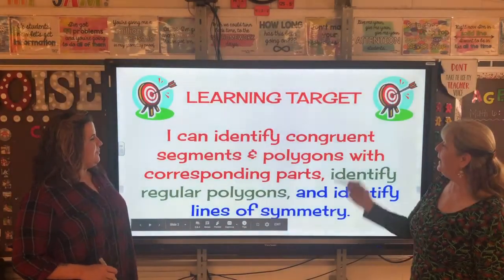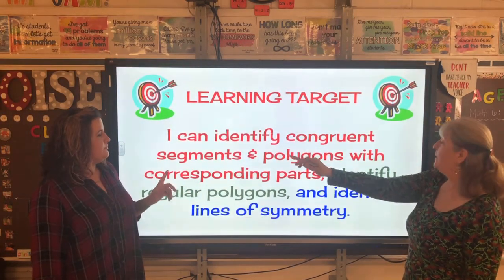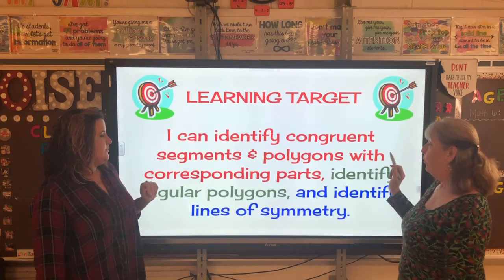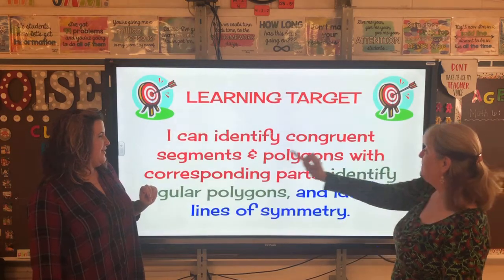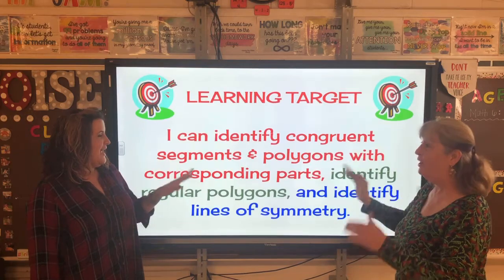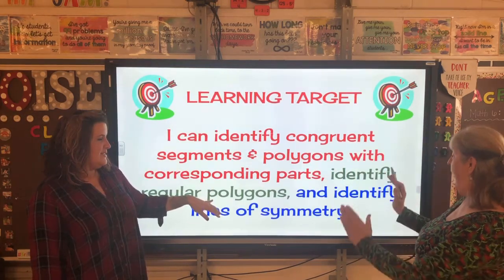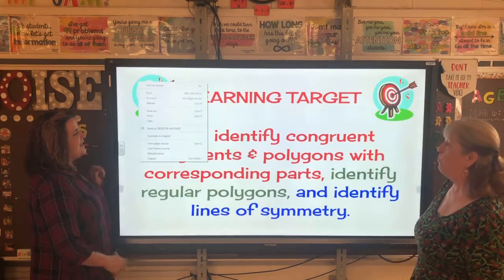All right. I can identify congruent segments. Congruent we know means equal. Oh, sorry, segments and polygons with corresponding parts. Oh my gosh, it was a whole sentence here. I can identify congruent segments and polygons with corresponding parts. I put that all in one color. Identify regular polygons. And identify lines of symmetry. Wow. All right, so let's dive into this.